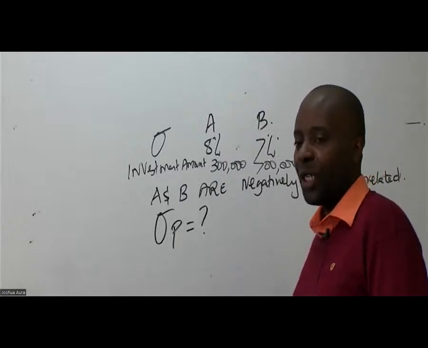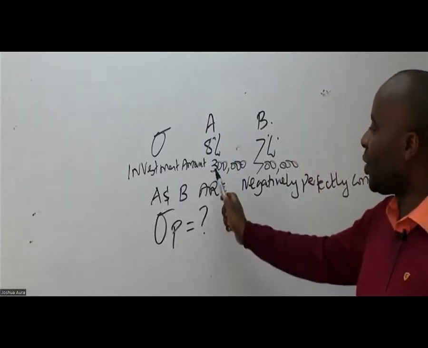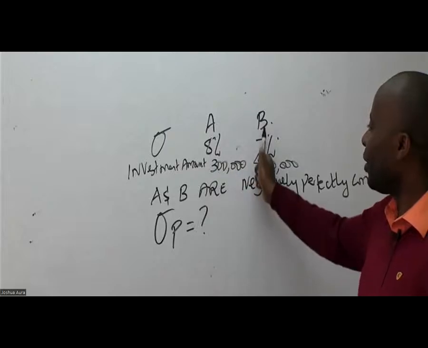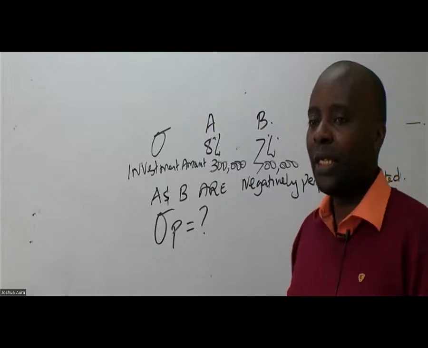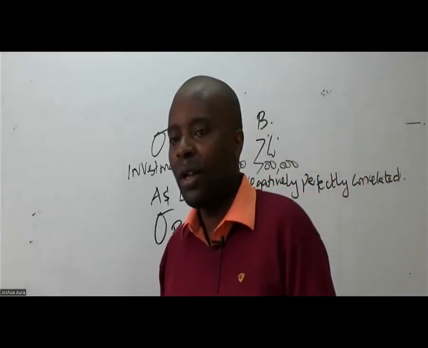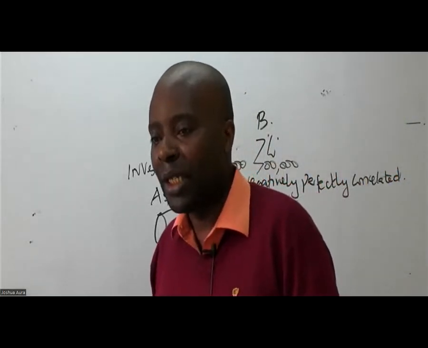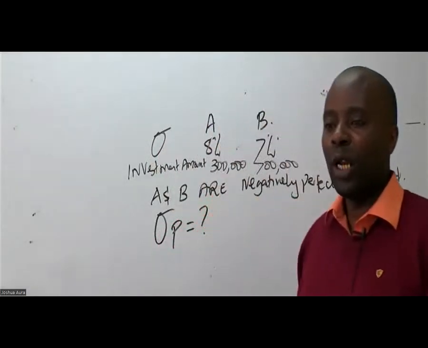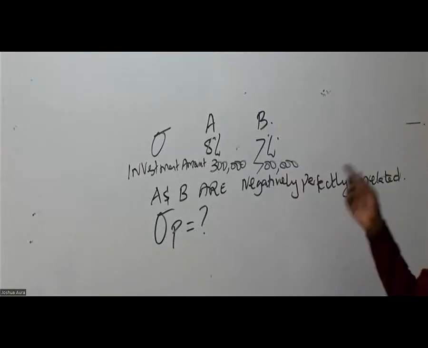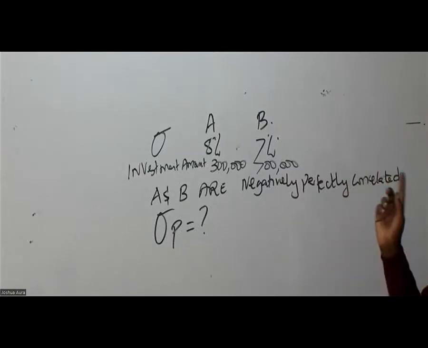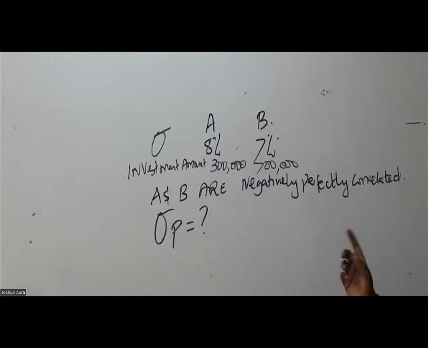What is the portfolio risk? Remember here, we have invested the 300,000 in A and the 700,000 in B. The investment amounts will help me get the weights. So I want to see whether there is any student who will be able to run with speed and give us this figure. Standard deviation.